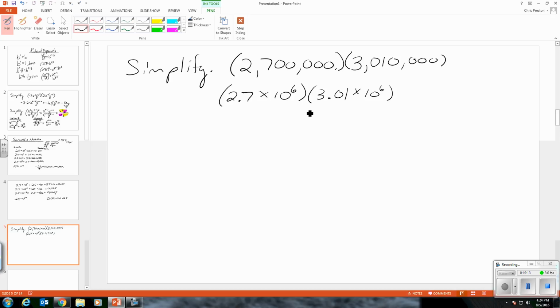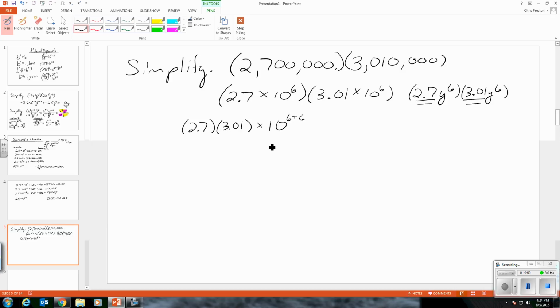And so when I multiply these, how I'm going to multiply them is you're going to look at this as 2.7 y to the 6 times 3.01 times y to the 6. And the way you would multiply that is you would multiply the coefficient parts together, and then you would combine the variable parts by adding their exponents. So that's what we're going to do here. We're going to take 2.7 times 3.01, whatever that is, and then we're going to multiply that by 10 to the 6 plus 6 power.